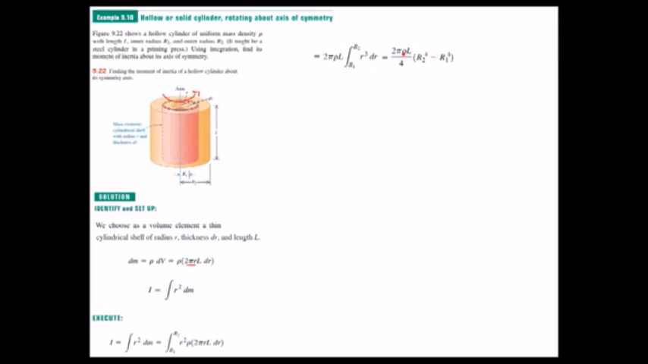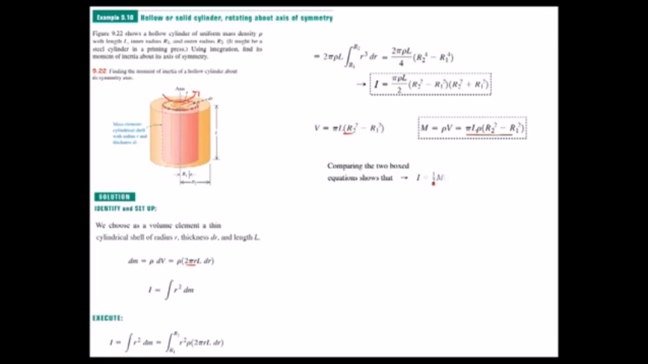We can simplify this a little bit and get rid of the rho by factoring it as such, and then identifying the volume of the hollow cylinder. That volume is going to be equal to the volume of a solid cylinder minus the volume of the hole. So the first term is the volume of the solid cylinder, the second term is the volume of the hole. The mass of the cylinder is obtained simply by multiplying by rho, and I compare this expression with the terms here. And I make the identification that the moment of inertia can be written as 1/2 m times r1 squared plus r2 squared.